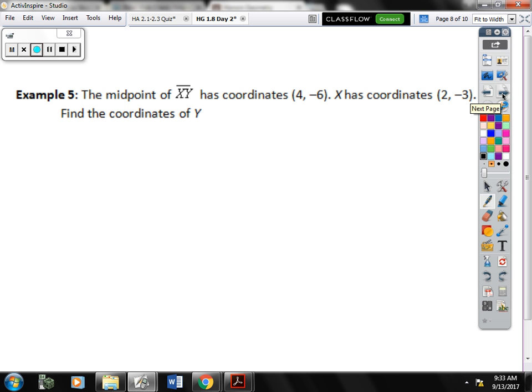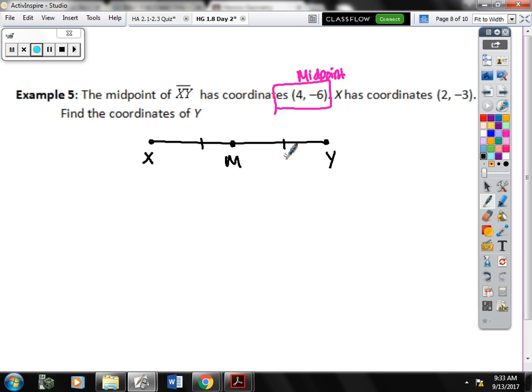And then the last one says that the midpoint of XY has coordinates of (4, -6). So this is the value of the midpoint. Again, some of you may like to sketch your segment. We have segment XY. The midpoint is M. Again, the midpoint creates two congruent segments. So at the midpoint, I will put (4, -6), and at X, I will put (2, -3). We're asked to find the coordinates of Y.